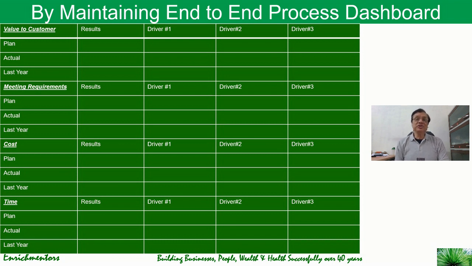In that, we should measure the results in the first column, and for each of these areas we should have a plan for the year. Then we should see against that where we are actually performing and what has been the last year's performance for the same period. That gives us a good idea. Are we delivering to the plan? Are we improving over last year, etc.